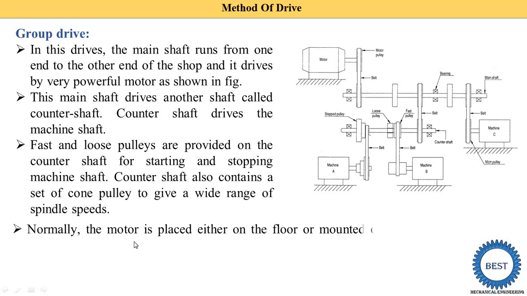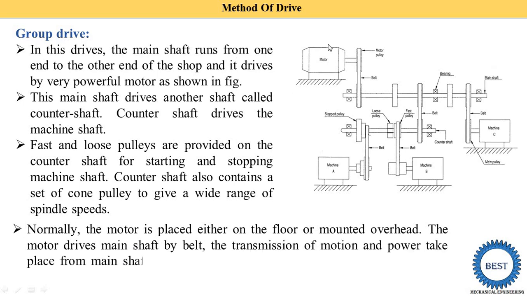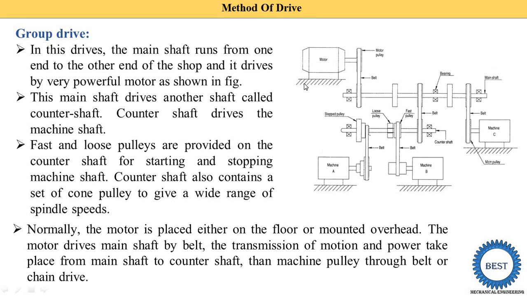Normally the motor is placed either on the floor or mounted overhead. It means this electric motor is either fitted on the ground floor or fitted overhead. The motor drives the main shaft by belt. The transmission of motion and power takes place from the main shaft to the counter shaft, and then to the machine pulley through belt and chain drive. That we already discussed. The power is transferred from the main motor to the main shaft, from the main shaft to the counter shaft, and from the counter shaft to the various machines.